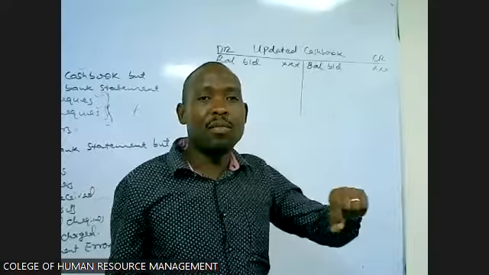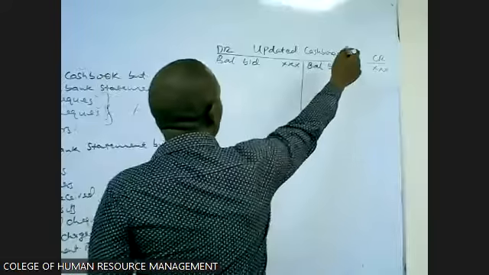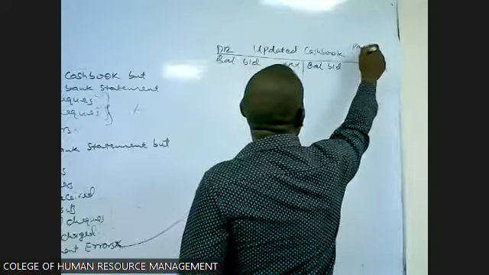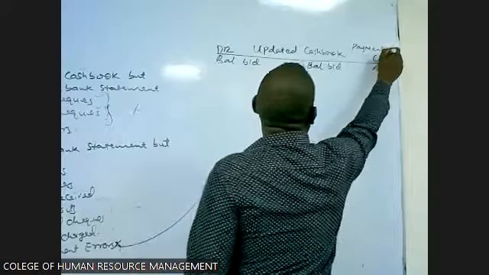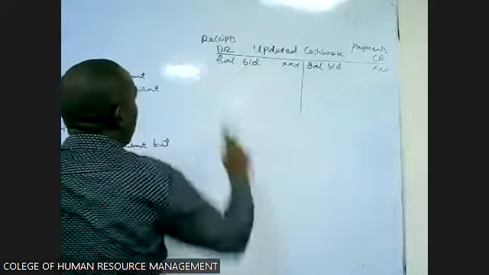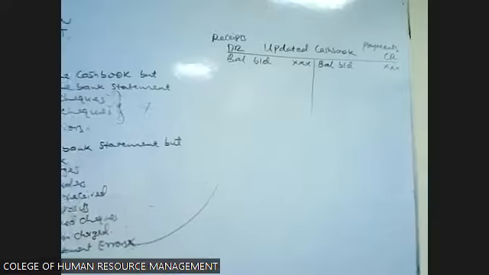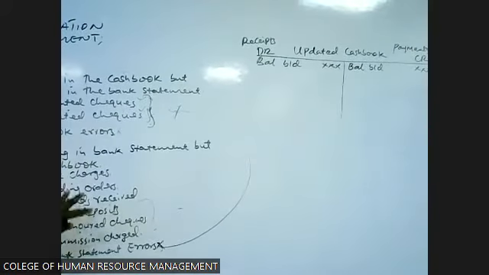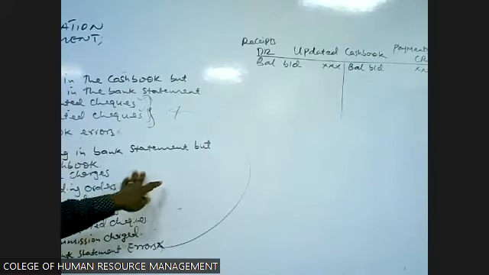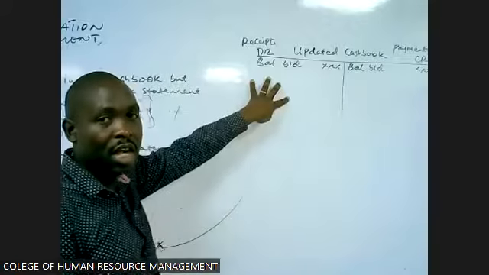So the updated cash book is a simple T account. Here, this records the payment. This records the receipt. So what you are going to do from this list of items: anything that is a payment, you put it here. Anything that is a receipt, you put it here.